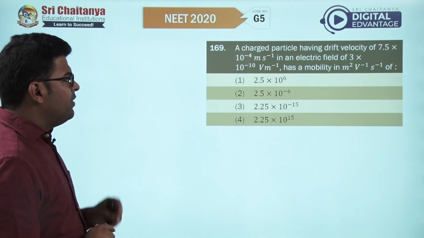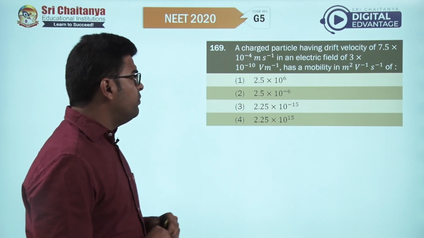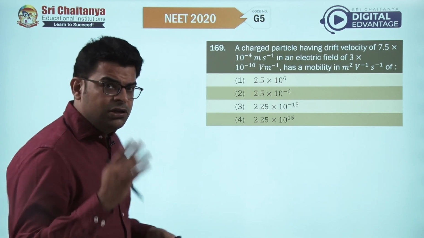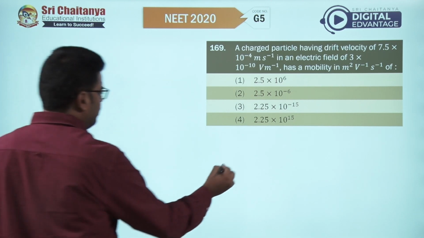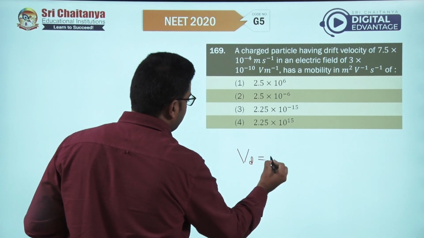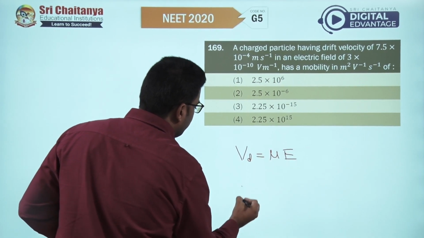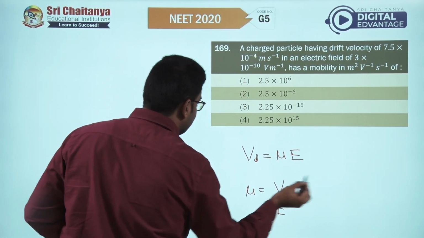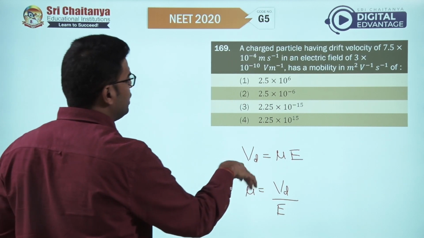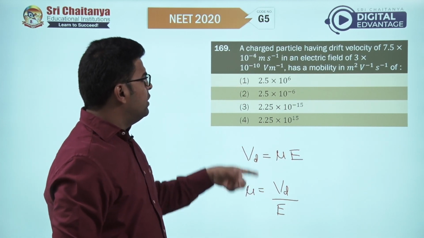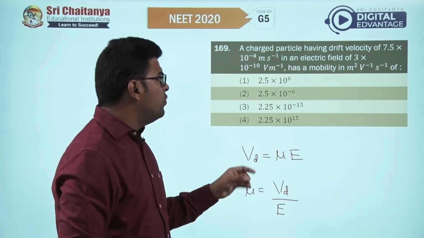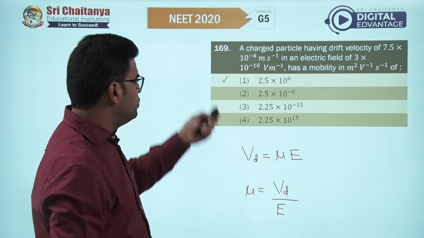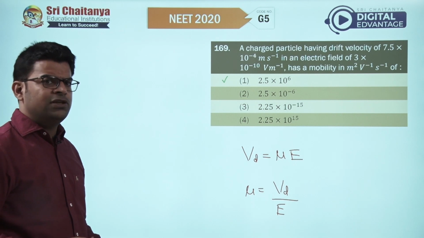A charged particle having drift velocity of 7.5 into 10 to the power of minus 4 meter per second in an electric field of 3 into 10 to the power of minus 10 volt per meter has mobility of so and so. So here it's a single step formula question. We need to know that the drift velocity equals mobility times electric field. So mobility is nothing but the drift velocity upon the applied electric field. We need to find mobility. So substitute the velocity as 7.5 into 10 to the power of minus 4, electric field as 3 into 10 to the power of minus 10, and you will directly get the answer as option number 1, which is 2.5 into 10 to the power of 6.